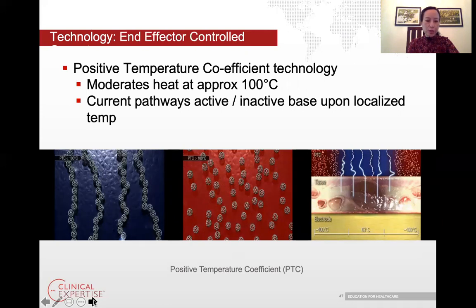When the polymer reaches 100 degrees Celsius, the conductive particles disorganize and current ceases, which you see in the picture in the middle. This allows customized delivery of current based upon localized temperatures, which you can see in the picture on the right.